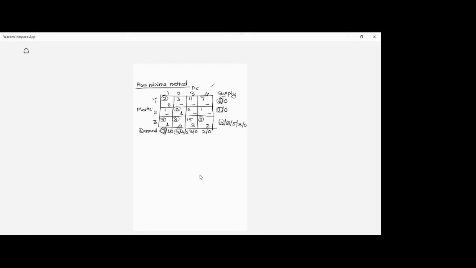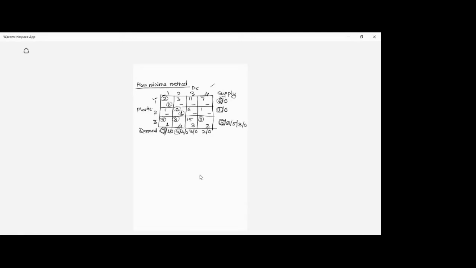Now you can check if you have satisfied the supply and the demand constraints. For plant 1, here we have only 6 million liters supplied, so the supply constraint is getting satisfied. For plant 2 we have supplied 1 million liter, so again the supply limit is getting satisfied. For plant number 3 we had supplied 1 plus 4 plus 3 plus 2 is equal to 10, and again our supply limit is getting satisfied.